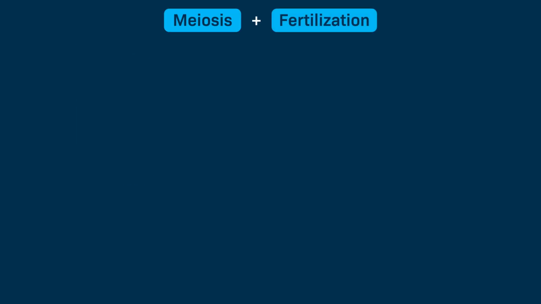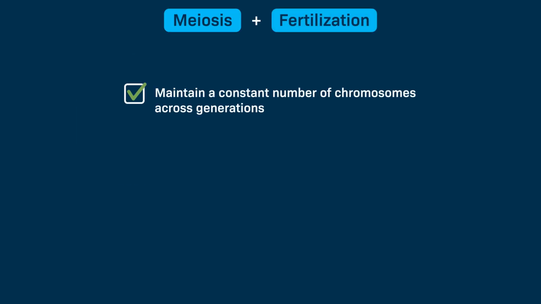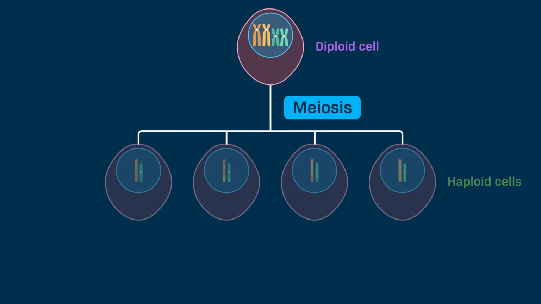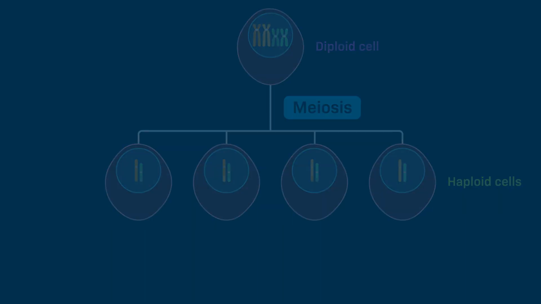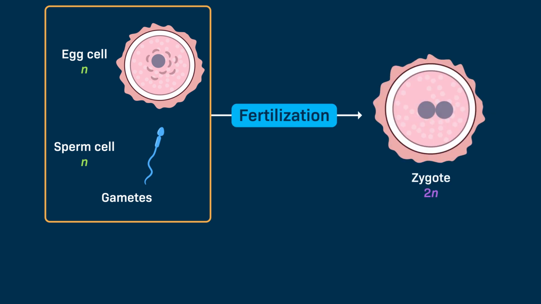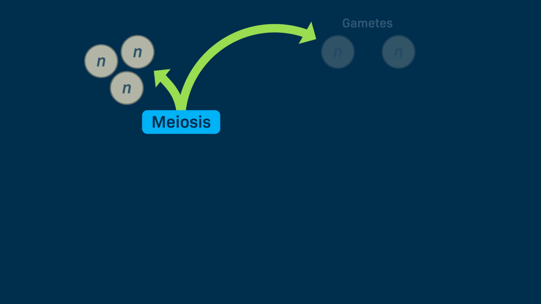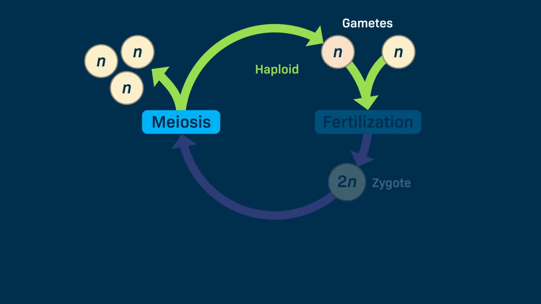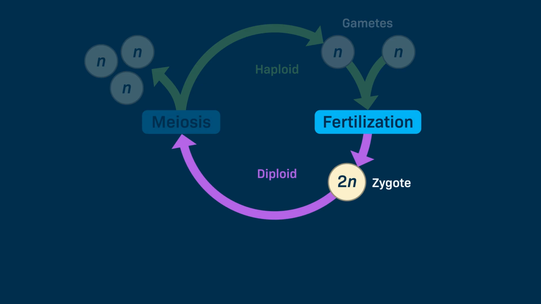Meiosis and fertilization are important as they help to maintain a constant number of chromosomes from one generation to the next. Meiosis halves the number of chromosomes in a diploid cell by producing haploid cells. When two haploid gametes fuse during fertilization, the diploid chromosome number is restored in the zygote. Most sexually reproducing species thus alternate between producing haploid gametes following meiosis and a diploid zygote through fertilization.